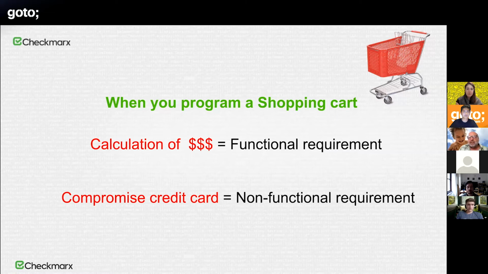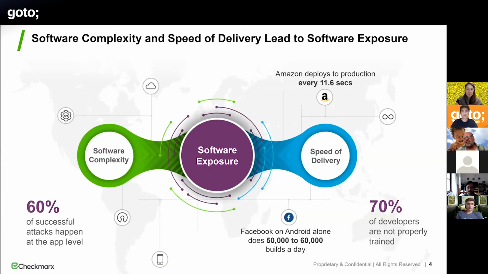Now, the world of software delivery has been changing rapidly in the last 10 years. You look at Facebook, they are doing about 50 to 60,000 builds a day. Amazon is deploying a new function into production every 11 seconds. It's being done at the speed of light. Yet 70% of the developers in the world are not properly trained in application security, while 60% of successful attacks start with vulnerabilities at the app level, okay? It doesn't say that the hack is fully done via the app level, but the vulnerability at the app level is enabling hackers to penetrate the systems.